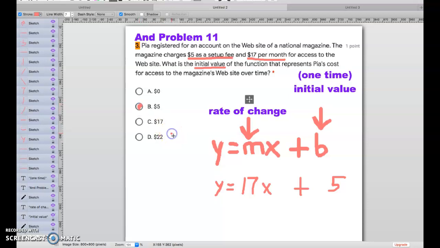So there you go. And in problem 11, you're going to need to know how to make sense of equations that are in this slope-intercept form. So just keep in mind, this is your rate of change, and this is your one-time initial value.